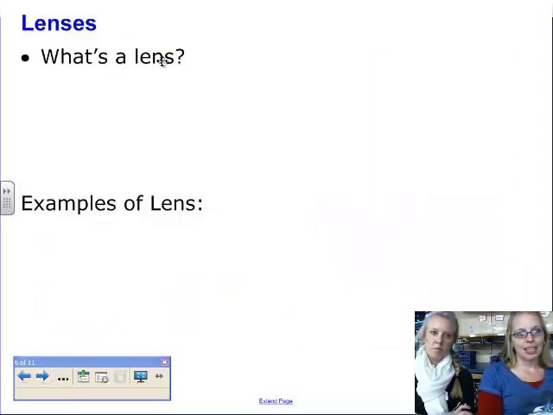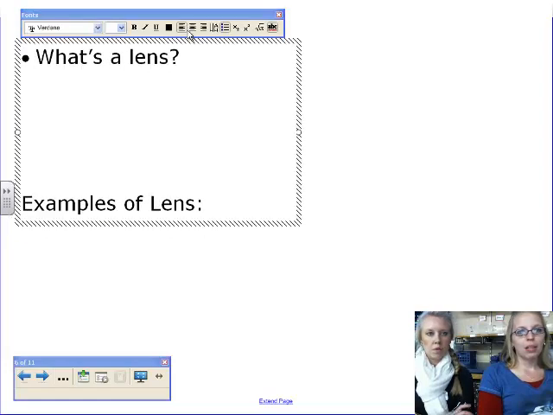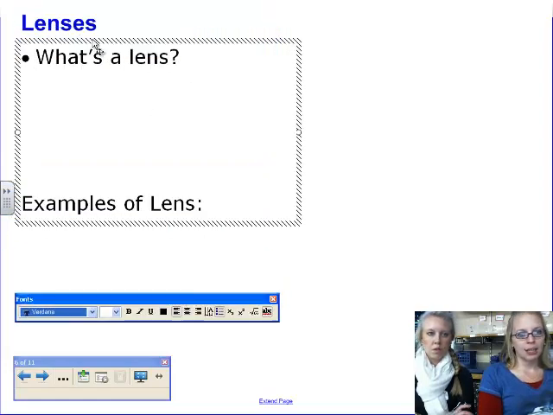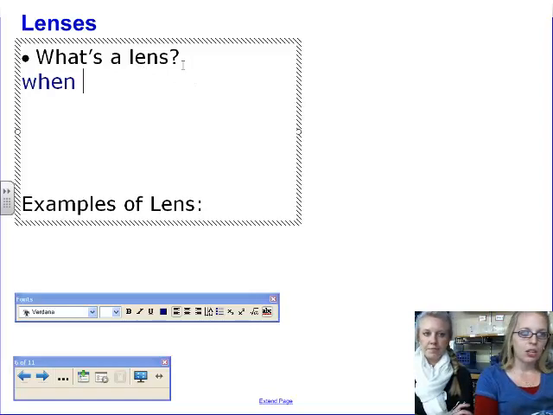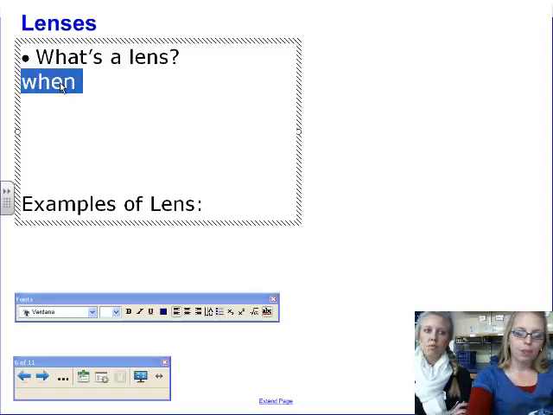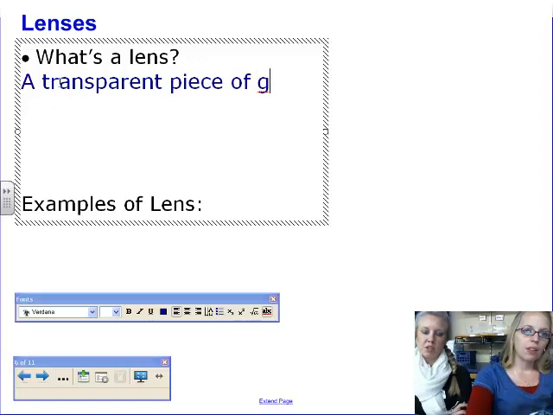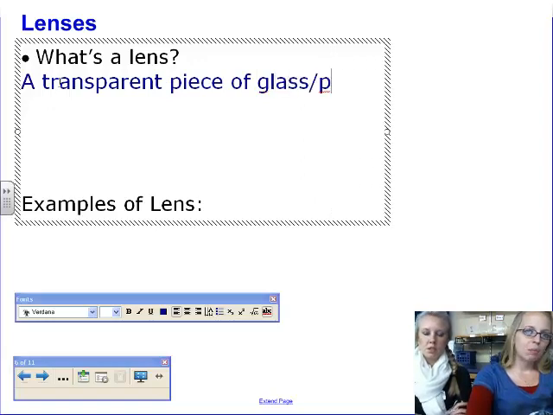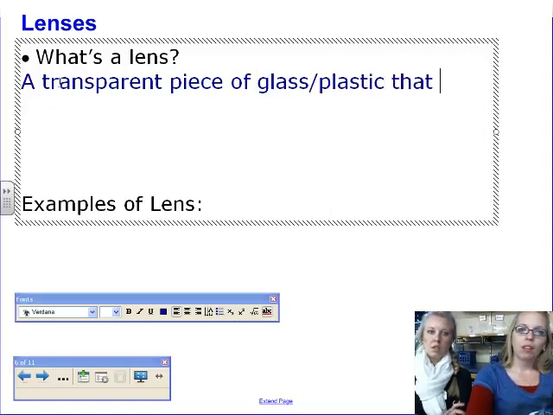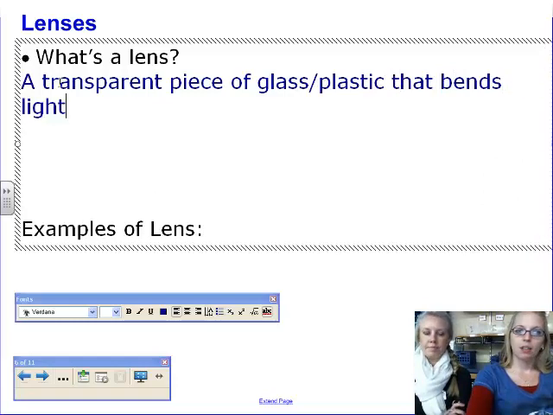Okay, a lens. I'm not spelling it wrong. If you notice, it says lenses up here. That's more than one lens. A lens by itself is singular. So I kind of do know what I'm talking about sometimes. It's transparent. Think about what transparent means. You should know this. Glass, plastic, that bends light.